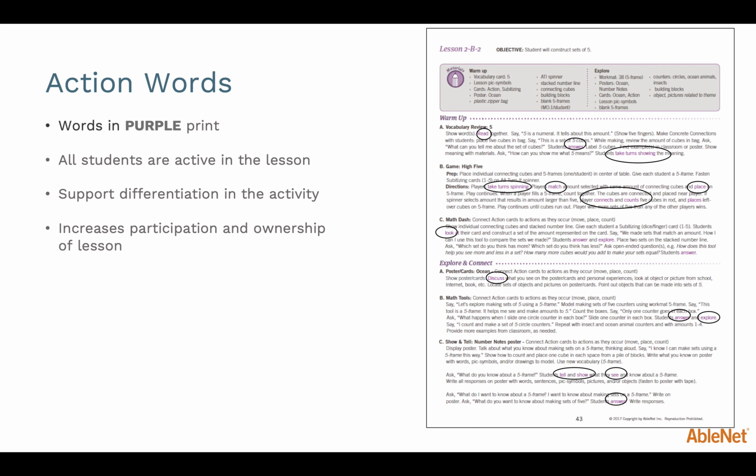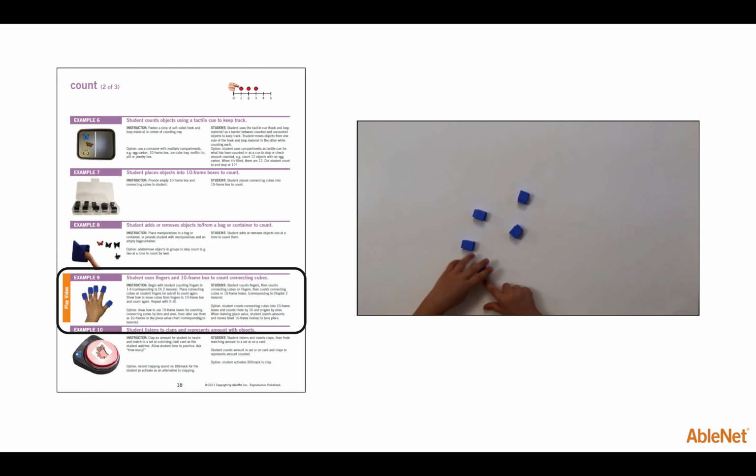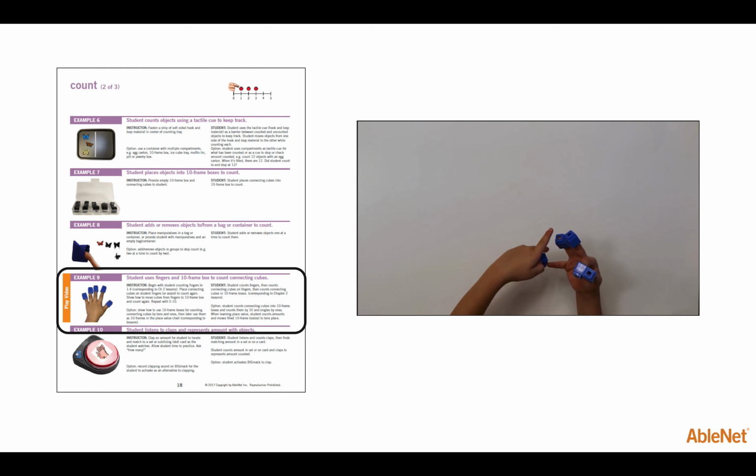For example, if I'm looking at the game activity here, and I see the student is going to count connecting cubes, or unifix cubes, and I know my student will need support with the physical act of counting, I would locate the word count in the Action Dictionary, read through the suggested adaptations, and choose one that will work for my student. The Action Dictionary is a resource to ensure all students are active learners within the lesson.